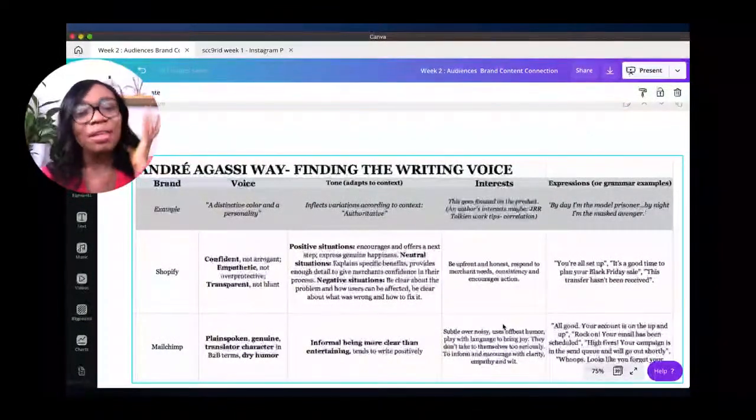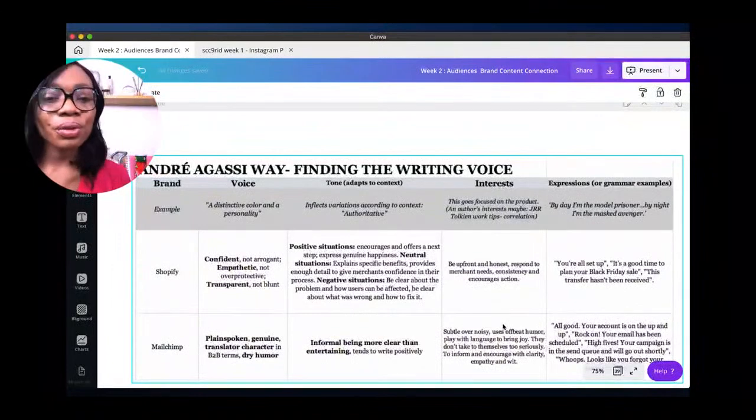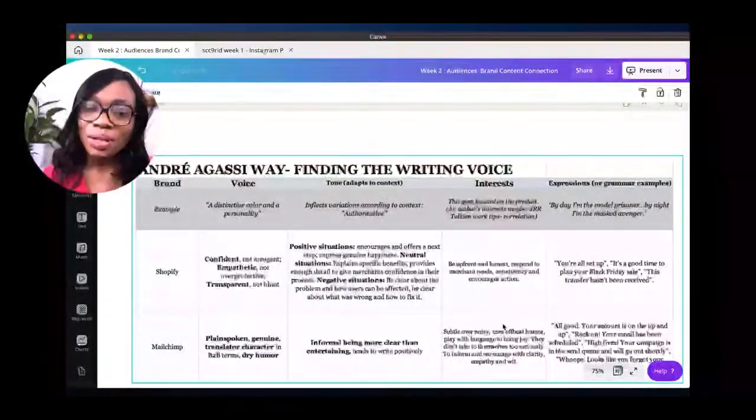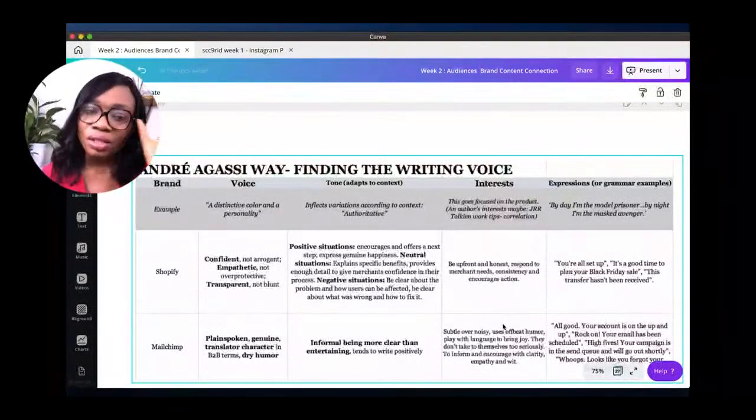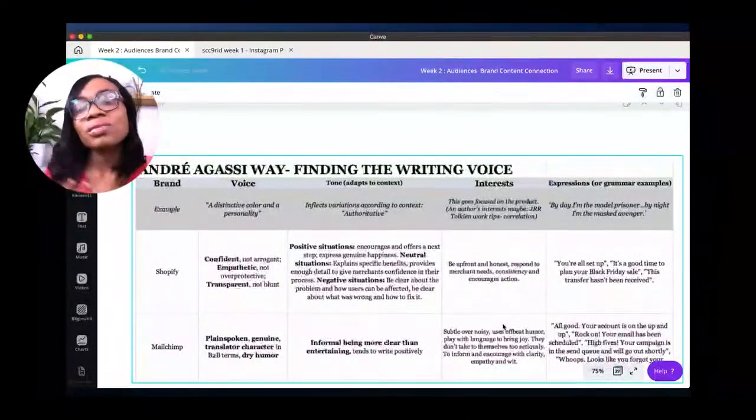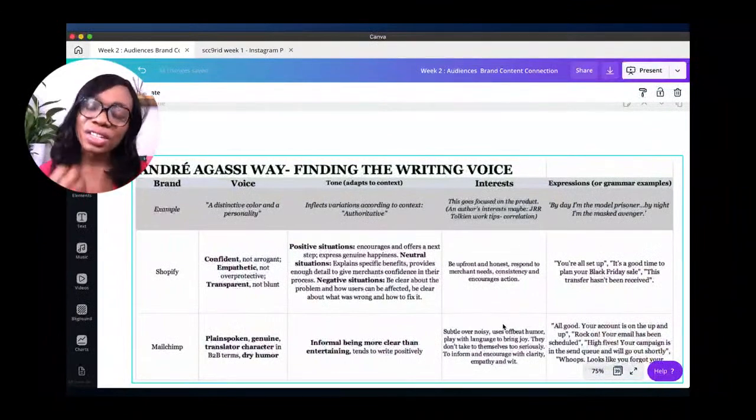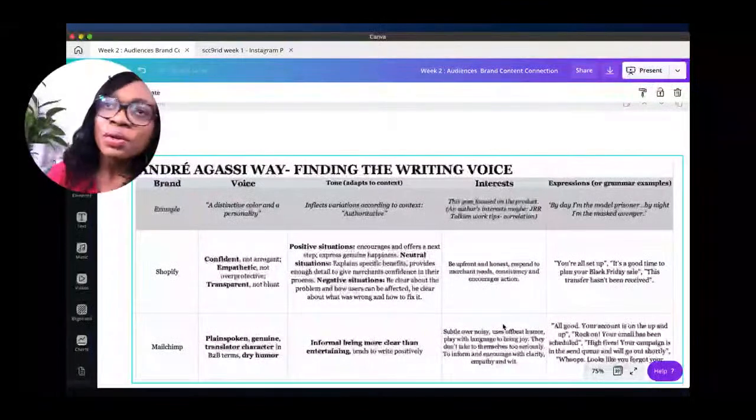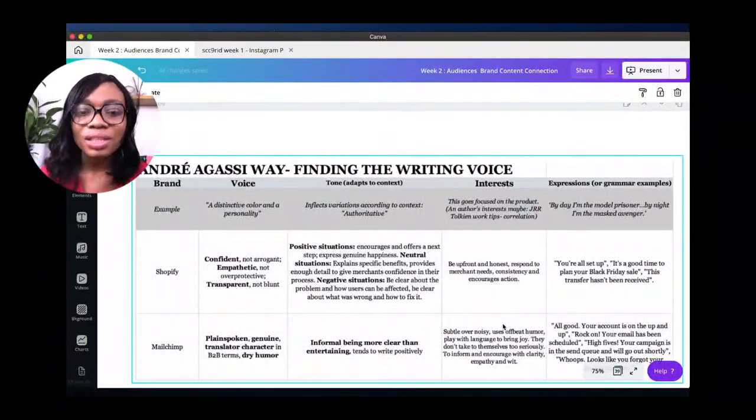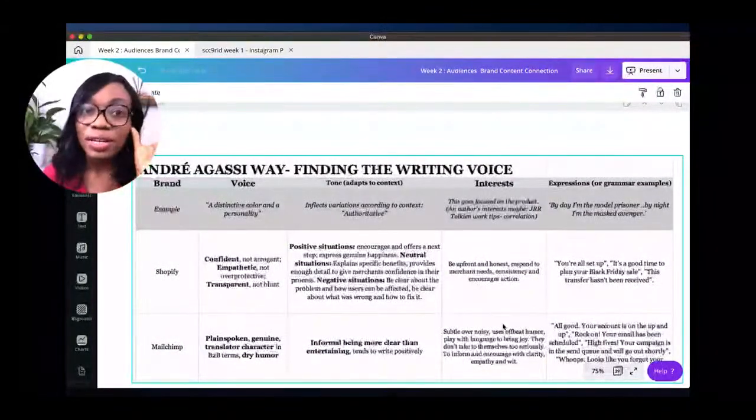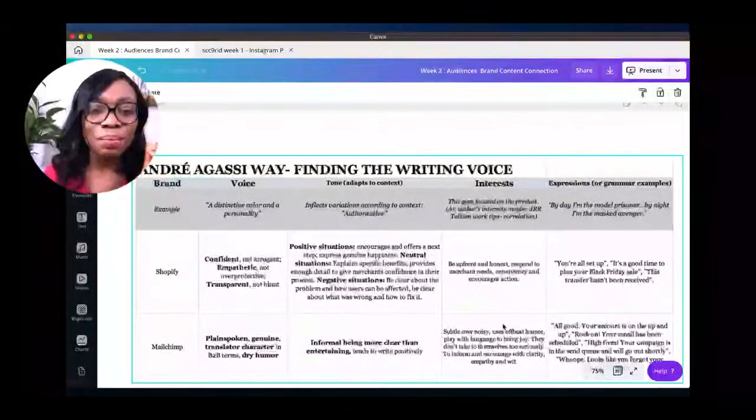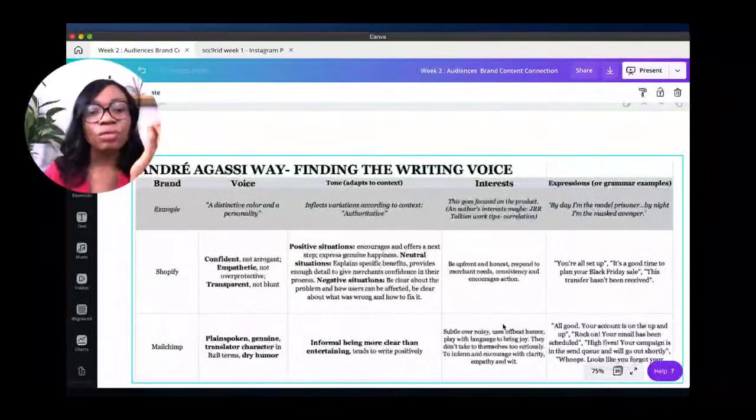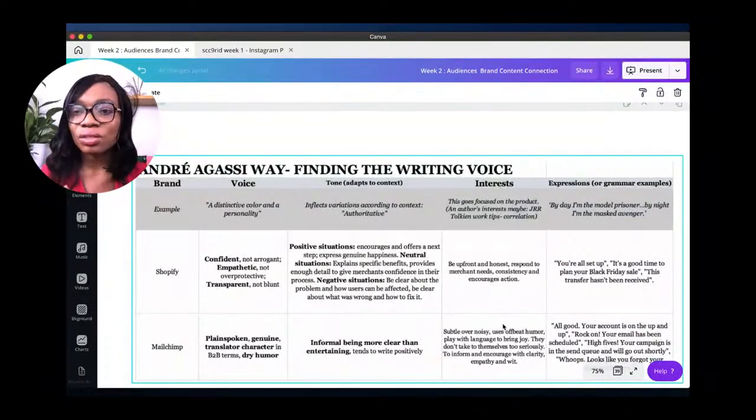Their tone is positive. It encourages and offers a next step, expresses gratitude and happiness. In neutral situations, their tone is very, very specific. They want to provide a solution for you. In negative situations, if you're trying to do something with your cart and something happens, they are clear about the problem and they try their best to fix it. That is their brand tone. So the tone is dependent on the situation. They have a tone for positive situations and negative situations.